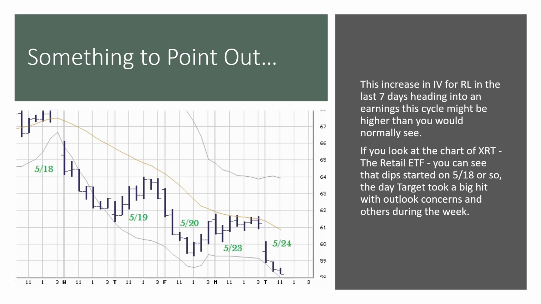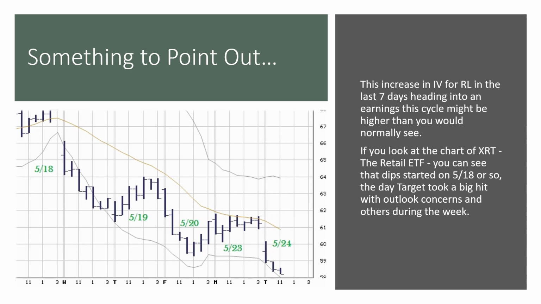Now, we had talked earlier about the effects of the general market, which could be leading to an increase in IV as well as going into the earnings. And this was the case for ANF and for RL in the retail sector going into their earnings. Both saw an increase in the last 7 to 10 days heading into the earnings, but it was probably higher in both situations than you would normally see.